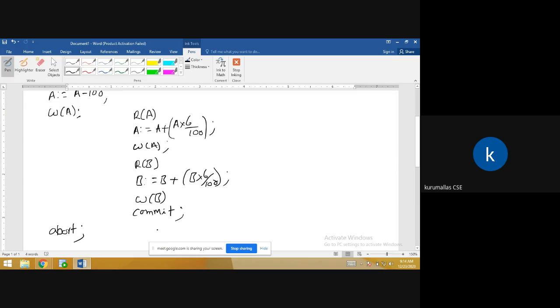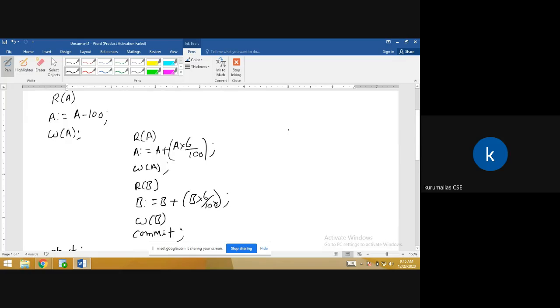Already we committed here, so we cannot roll back. The value read for A is already committed. That is a wrong value, but even though it is wrong, it is committed, and we cannot roll back that value. So this is called an irrecoverable schedule.